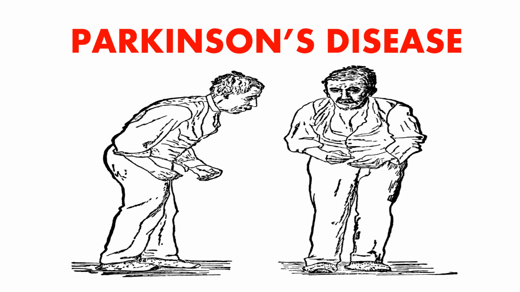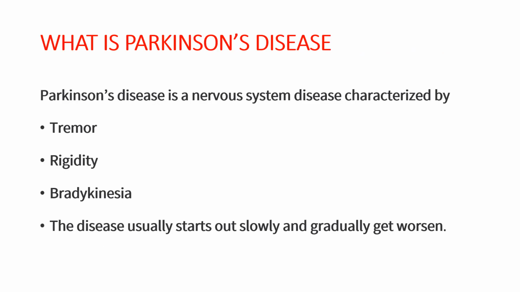Today we are going to discuss another topic, Parkinson's disease. So, what is Parkinson's disease? Parkinson's disease is a nerve system disease. It affects our nerve system, our neurons, and it is characterized by three major factors: tremor, rigidity, and bradykinesia. In the coming slides, we will see clearly what tremor, rigidity, and bradykinesia are.